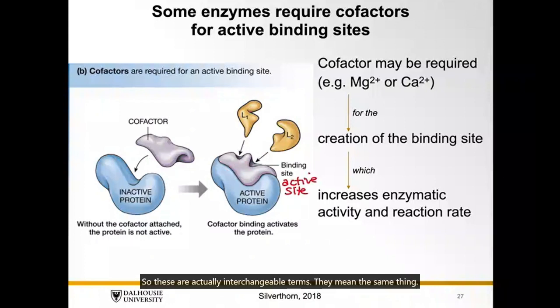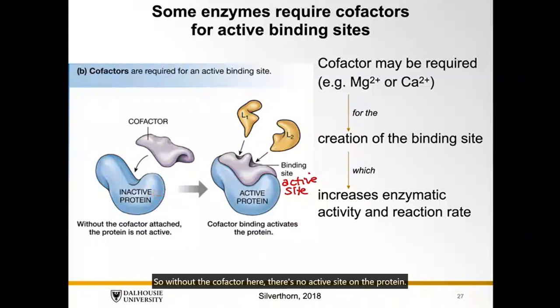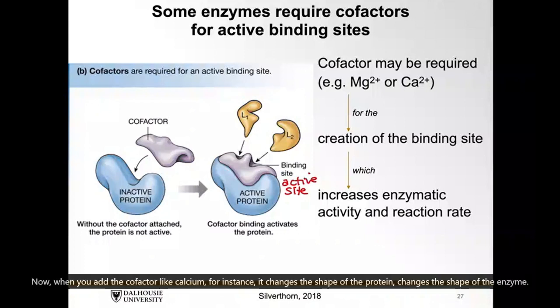So these are actually interchangeable terms. They mean the same thing. So without the cofactor here, there's no active site on the protein. So literally, the enzyme is completely inactive because there's no place for the substrate to bind. Now, when you add the cofactor, like calcium, for instance, it changes the shape of the protein, changes the shape of the enzyme, and now the substrate that we see in yellow here have their active site where they can bind, and now we have an active enzyme.